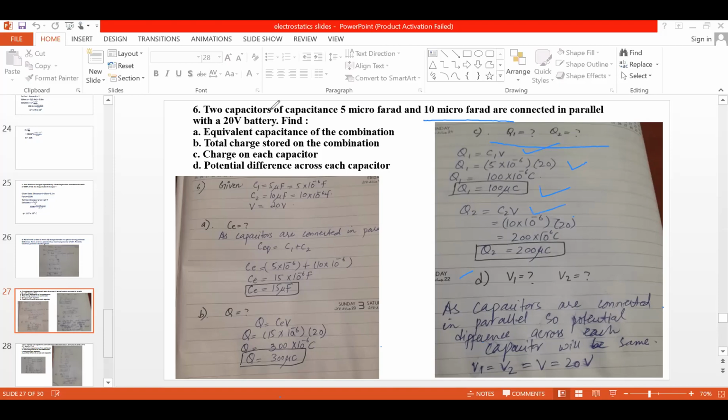Similarly, we can find the charge Q2. Q2 is equal to C2V. C2 is 10 into 10 power minus 6, and the voltage is 20. So this is 200 into 10 power minus 6. So we get the answer Q2 is equal to 200 microcoulomb.